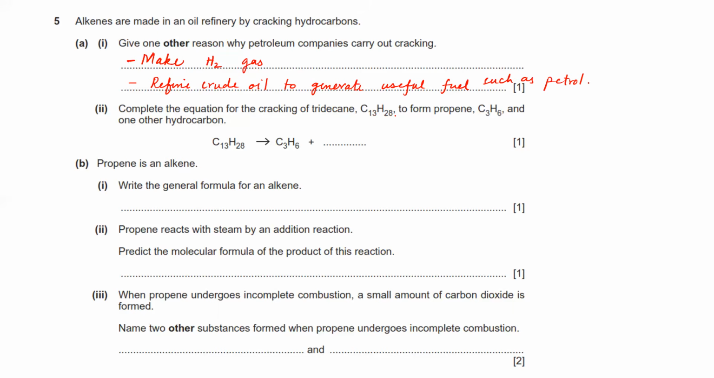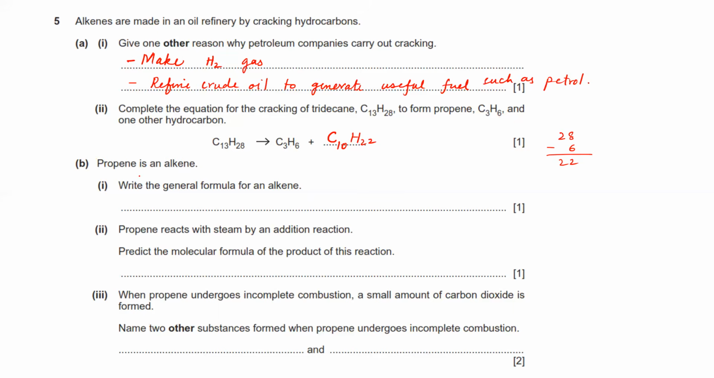Okay. Then part 2 of this question: complete the equation of cracking of tridecane C13H28 to form propene C3H6 and one other compound. So C3H6, so 3 C's are gone, 10 C's remaining. 6H is subtracted from 28, so 28 minus 6 means 22, so C10H22 will be there. This is as simple as that.